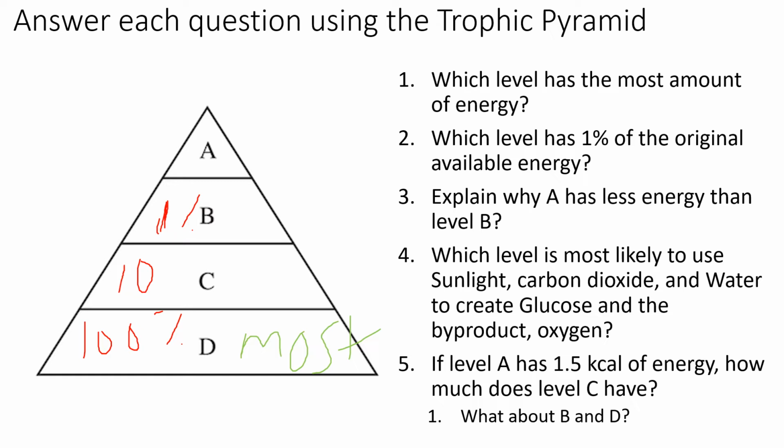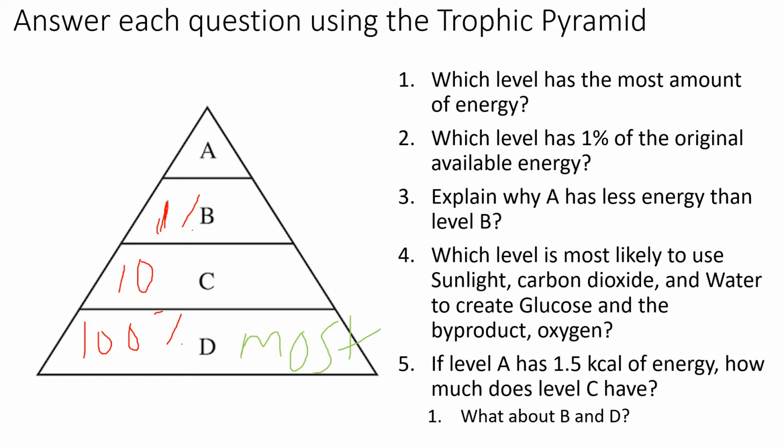Explain why A has less energy than level B. That's because as energy moves up the trophic level, only 10% goes to the next trophic level. So if B has a certain amount of energy, A is only going to get 10% of that.